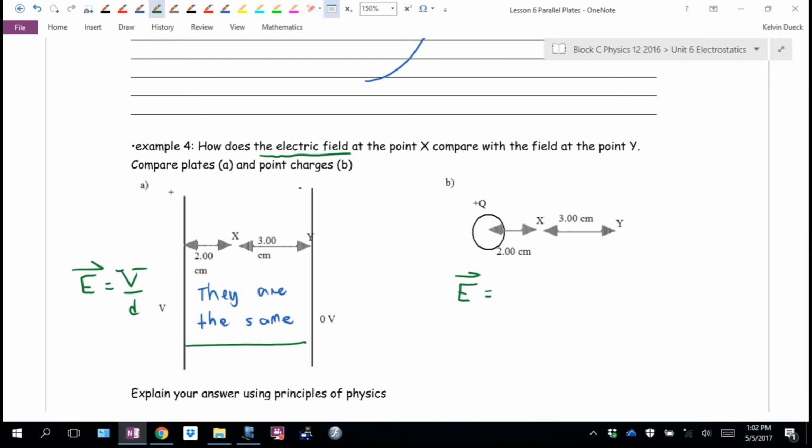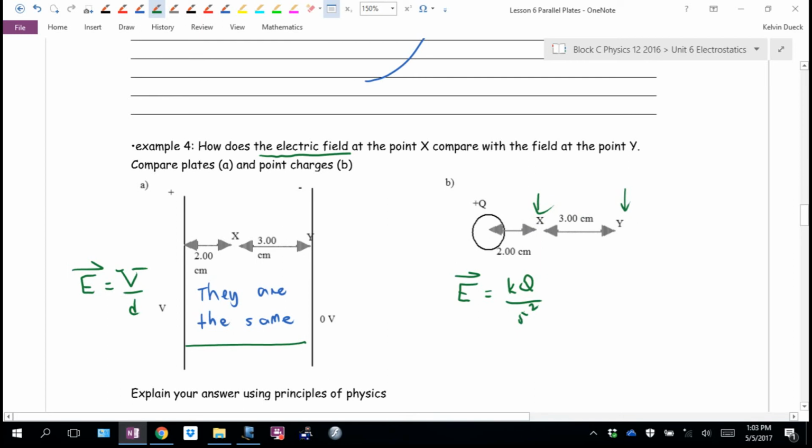Yes, and that's how you can figure it out if you blank out. kQ over what? R squared. Thank you. Over what? R squared. And one more time, not to make fun of you, but this is the whole point. Over R squared, that means that this and this can't be the same.